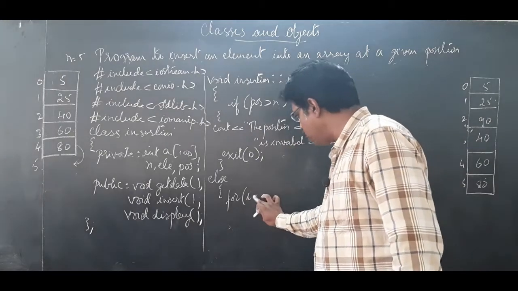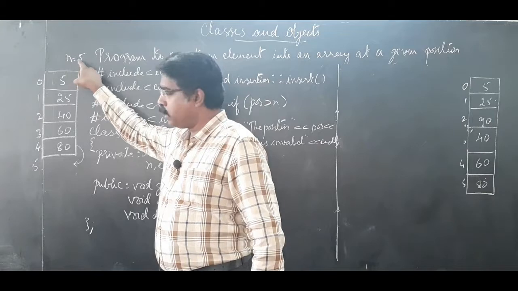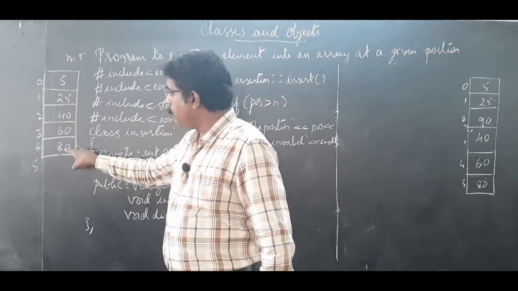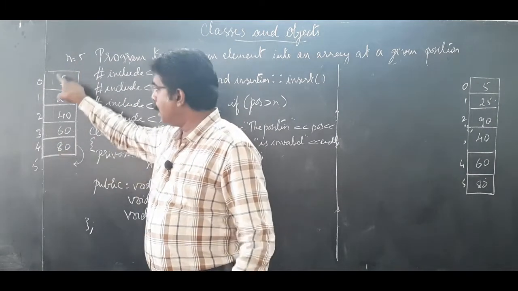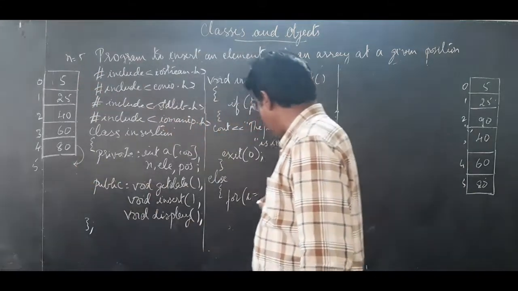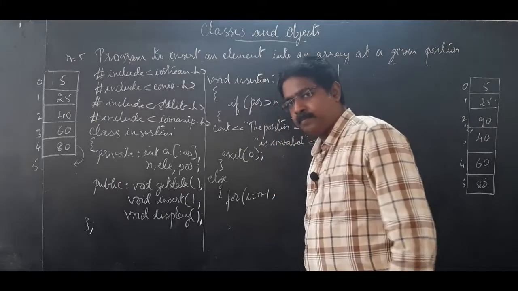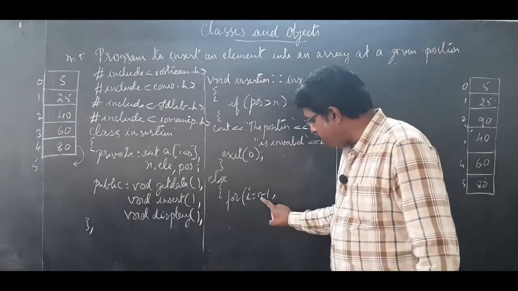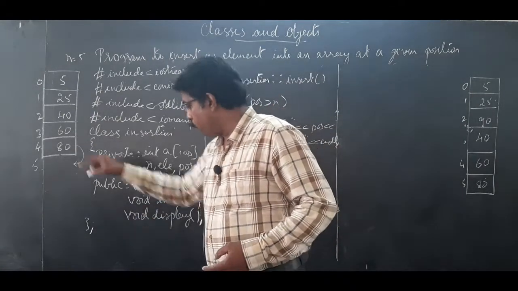For i equals, I take the last index. How to take the last index here? We take n equals 5, 5 number of elements. With 5 elements, the last index is 4. It is easy for us to take it as n minus 1. That is, 5 minus 1 is 4. So the same thing we are going to take here: i equals n minus 1. When I take n minus 1, i's value will be 5 minus 1, which is 4. So i's initial value will be 4.